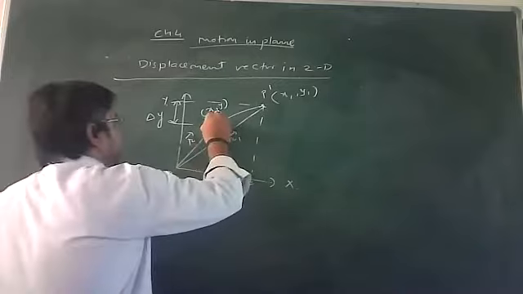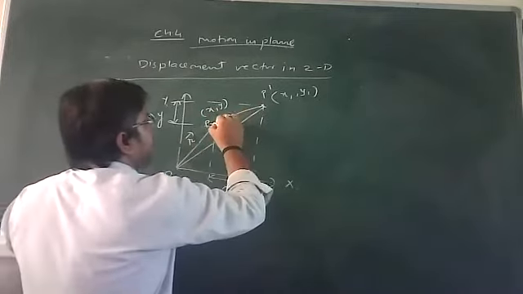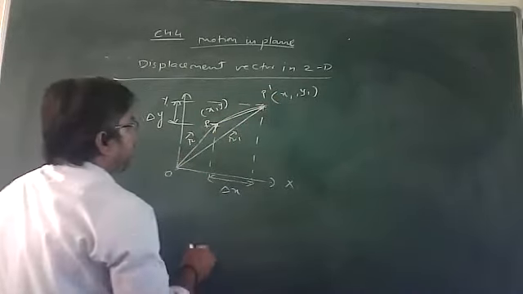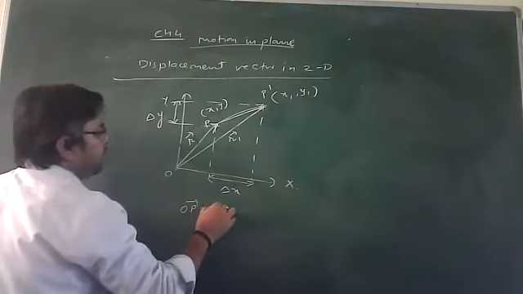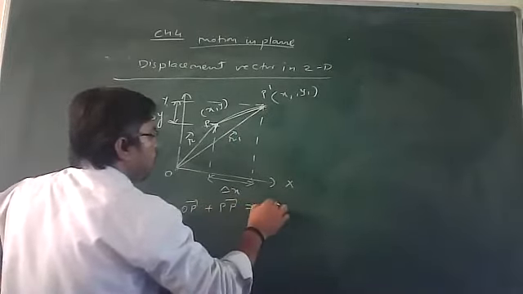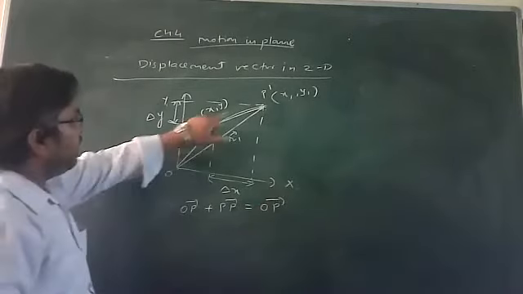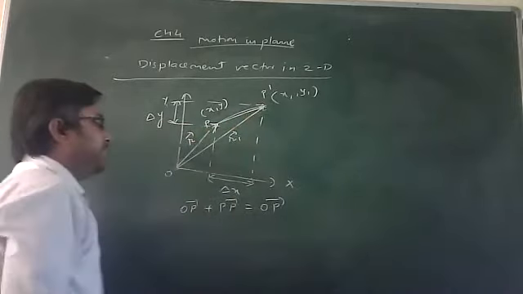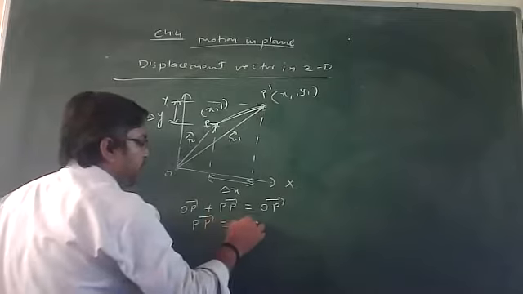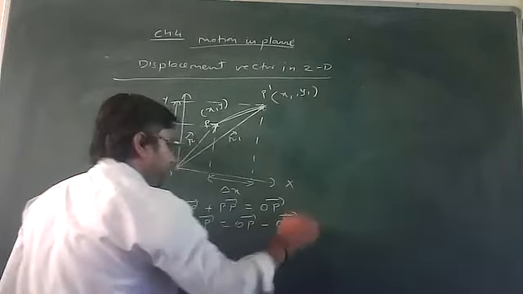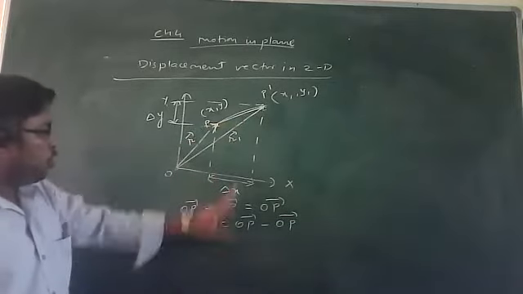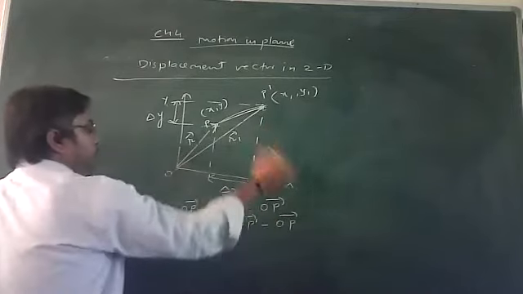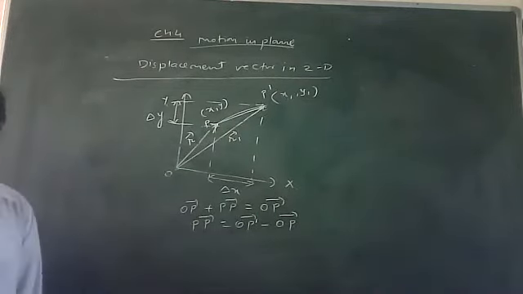Now, see, the first vector is OP vector. The second vector is PP dash vector. And the third vector is OP dash vector. Clearly, it is visible that OP vector plus PP dash vector is equal to OP dash vector. It is the triangle law of vector addition. OP vector in continuation with PP dash vector, and OP dash vector is giving the resultant. That means PP dash vector can be obtained as OP dash vector minus OP vector. This is the value of PP dash vector, that is the actual displacement.